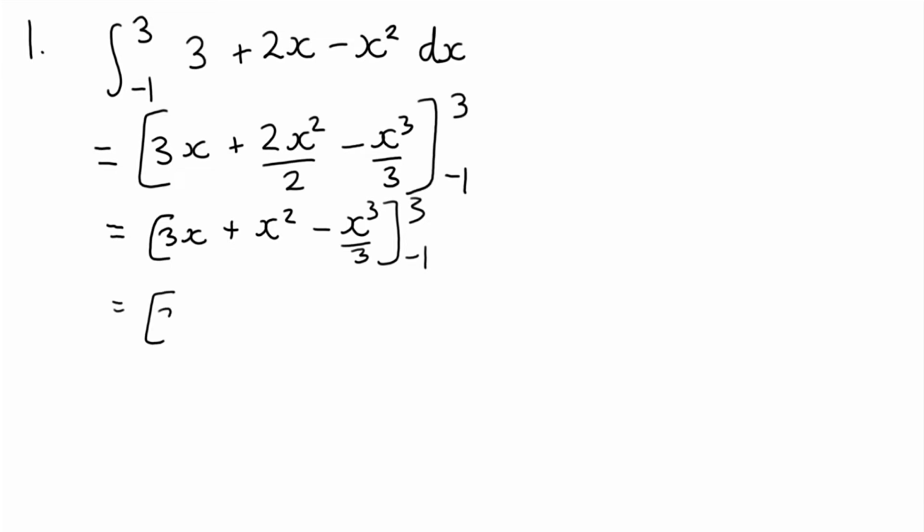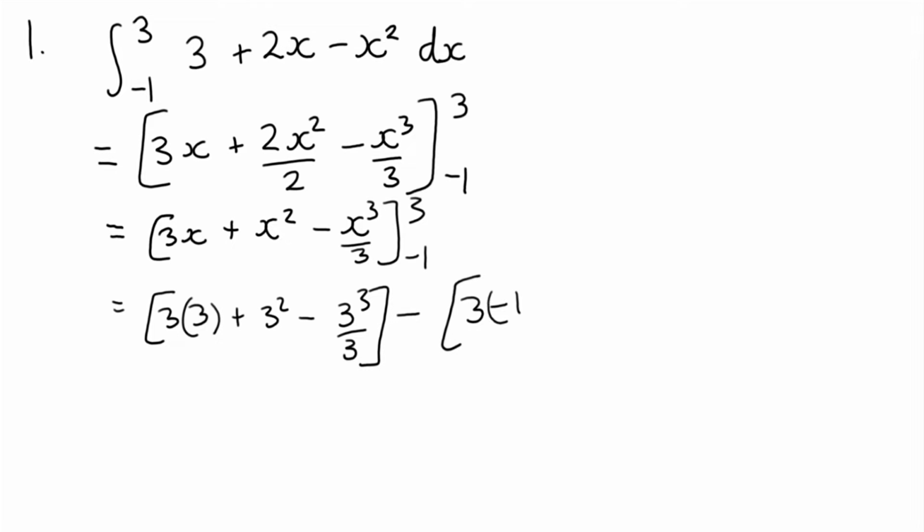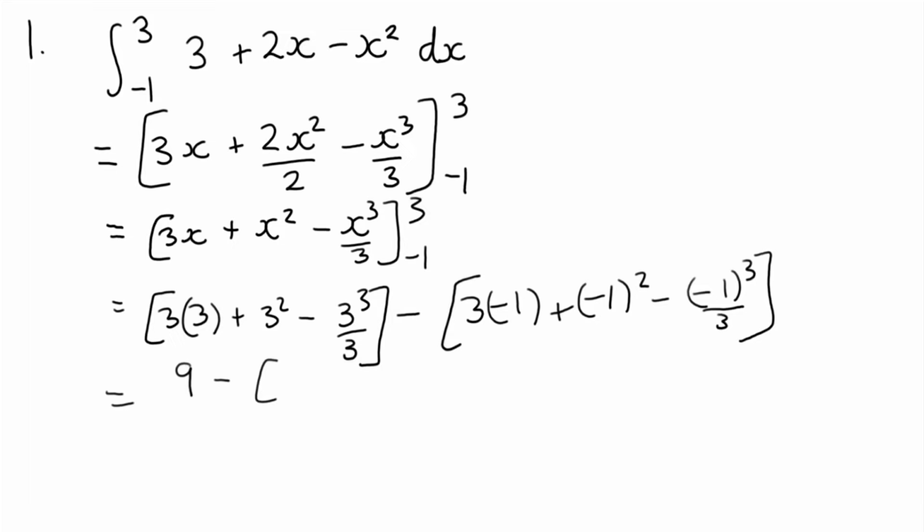Now sub in our 3. And then the -1. That first bracket will go to a 9. The second bracket will be a -2 and a +1/3.